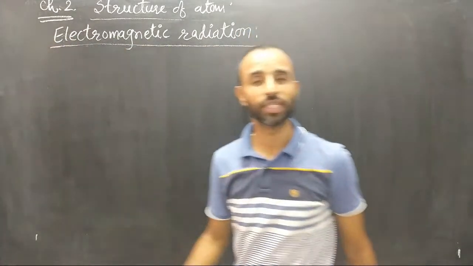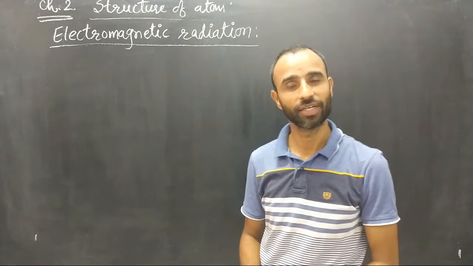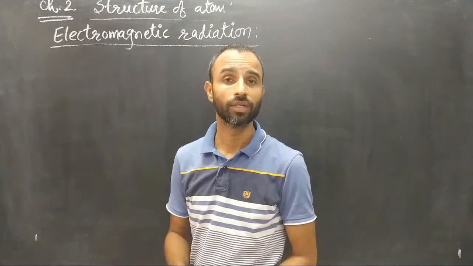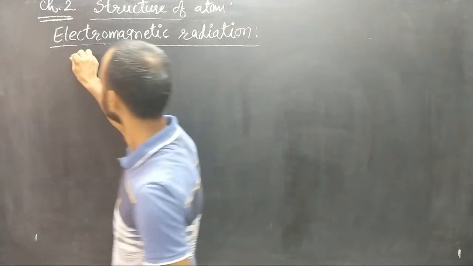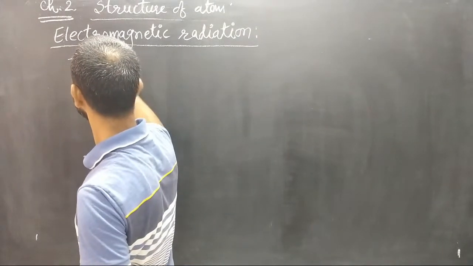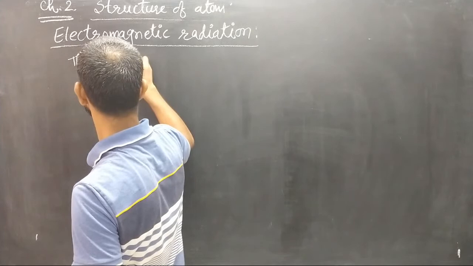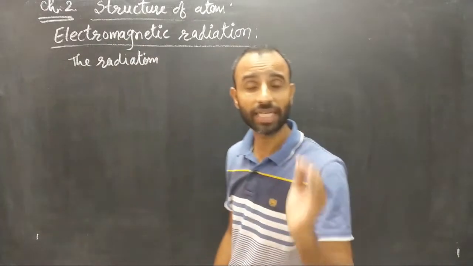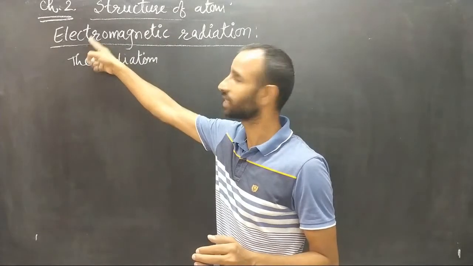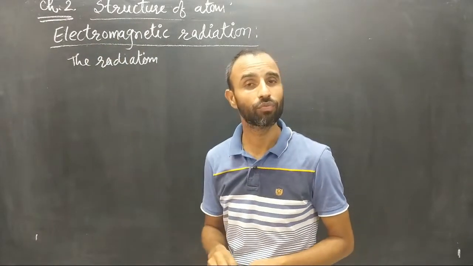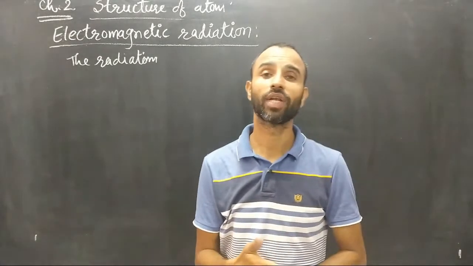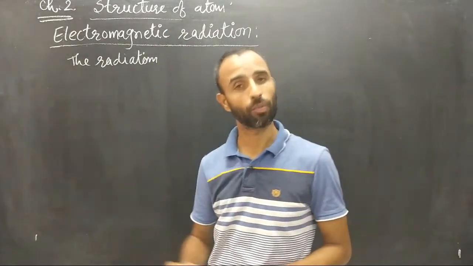Next topic is electromagnetic radiation. Electromagnetic radiation means the radiation which is associated with electric and magnetic fields which are perpendicular to each other as well as to the direction of propagation.